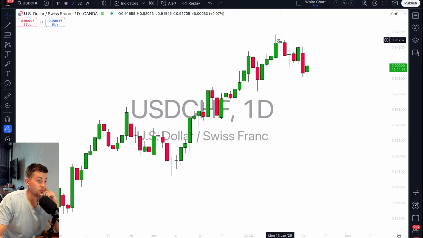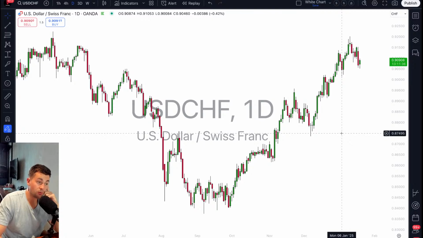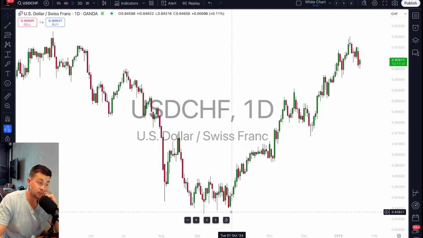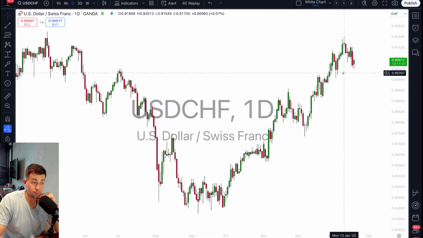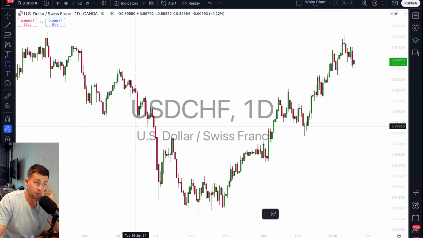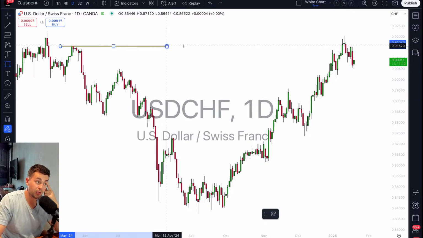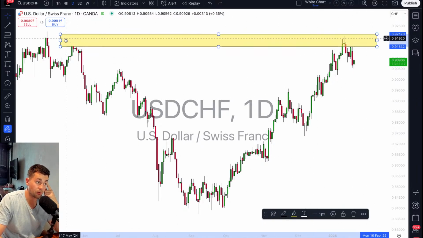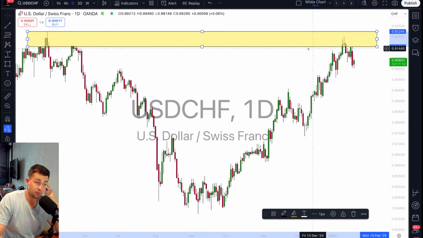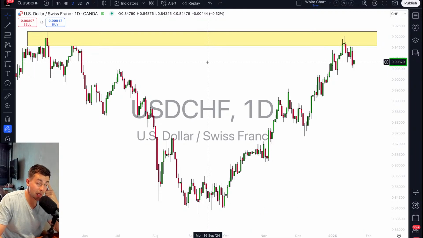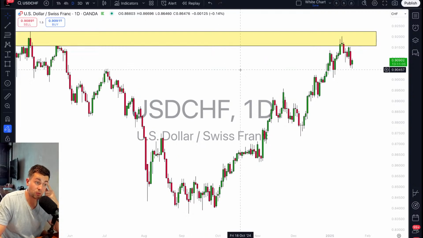What do we see on the dollar Swiss pair? Obviously, strong bullish trend. The market is strongly bullish, and since October last year, we are growing rapidly. Then if we analyze the significant structures, we can spot a very important resistance right here. We have a very significant resistance that the price tested recently. And the reaction of the price to that resistance is very peculiar.